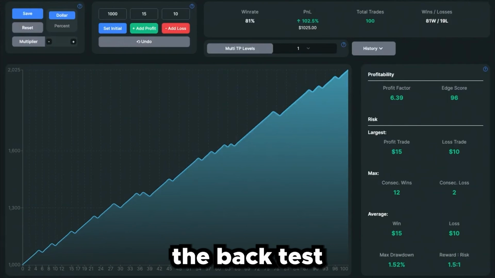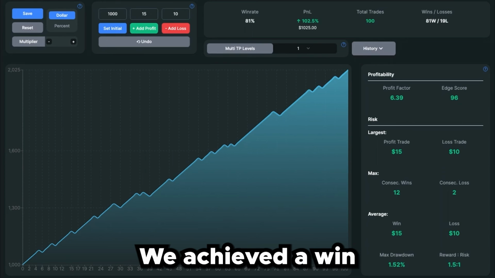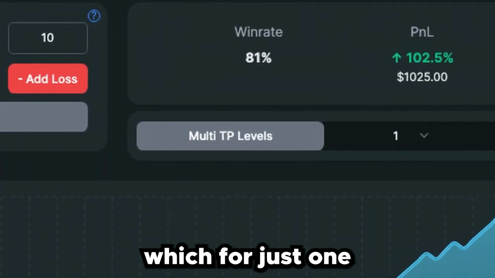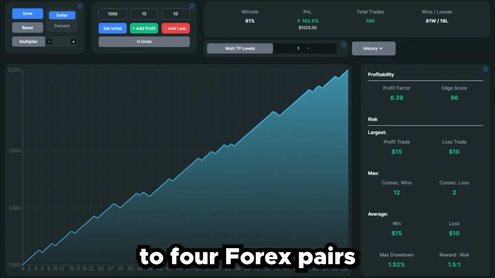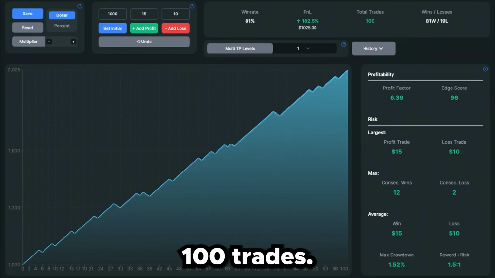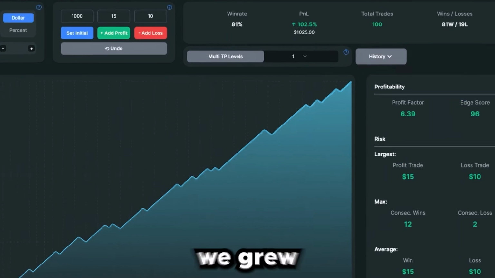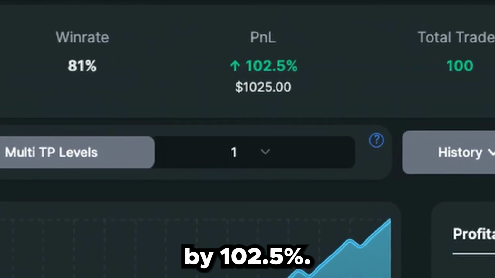Alright, I've just finished up the backtest and the results are on your screen now. We achieved a win rate of 81%, which for just one indicator is very impressive. Now, I was trading on about 3 to 4 Forex pairs across about 8 days to get these 100 trades. Next, looking at our profit and loss, we grew our account size by 102.5%.